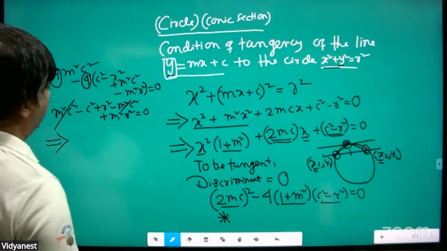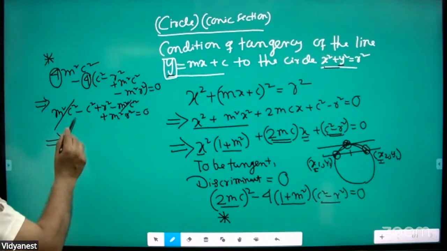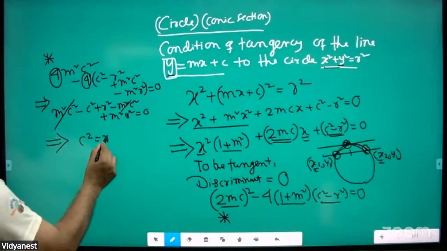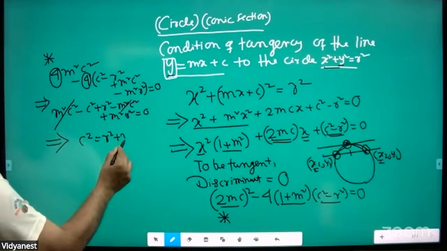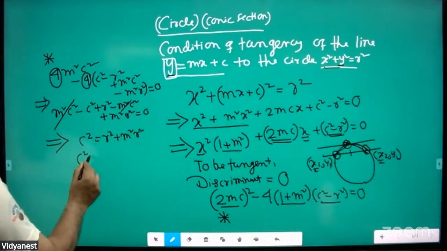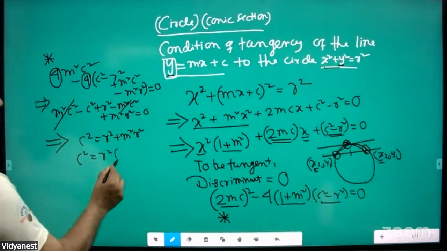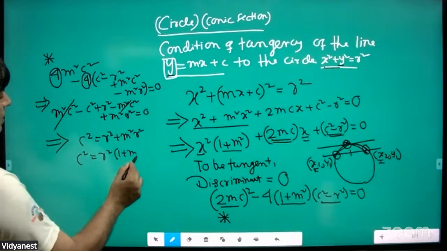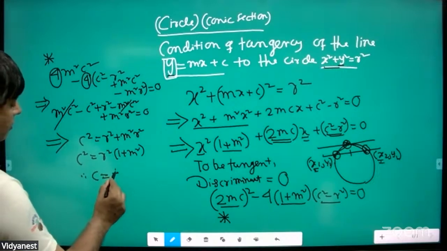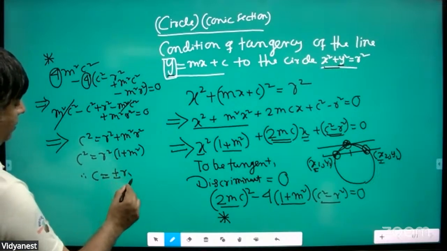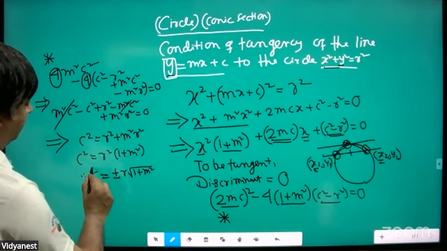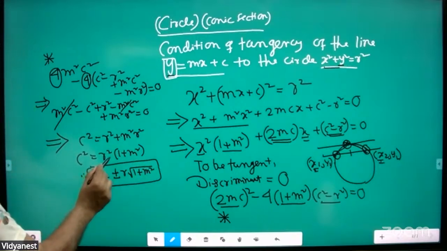So what is the condition? We are on the verge of getting the condition. c square is equal to r square plus m square r square. So c square, take r square common, 1 plus m square. So c is equal to plus minus r root over of 1 plus m square.